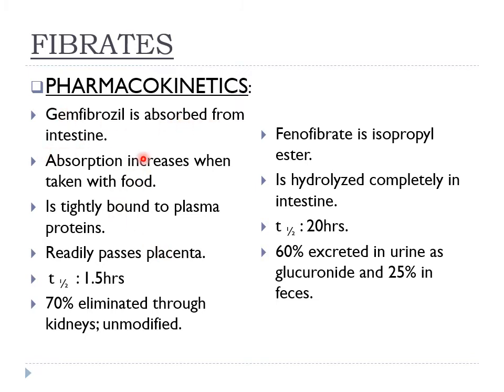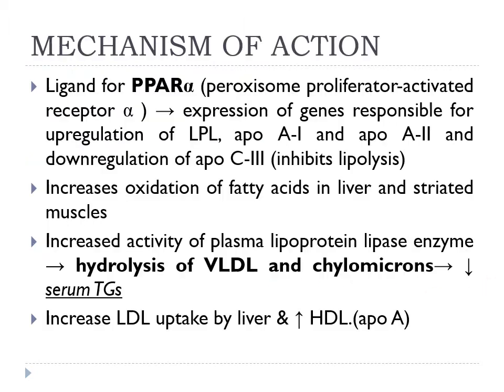Gemfibrozil is absorbed from intestine, and its absorption increases with food. It is tightly bound to plasma protein and crosses placenta. Its half-life is 1.5 hours, and 70% is eliminated through kidneys. Whereas fenofibrate is hydrolyzed completely in intestine, its half-life is 20 hours, 60% is excreted in urine as glucuronide, and 25% in feces. The mechanism of action of fibrates is very important.